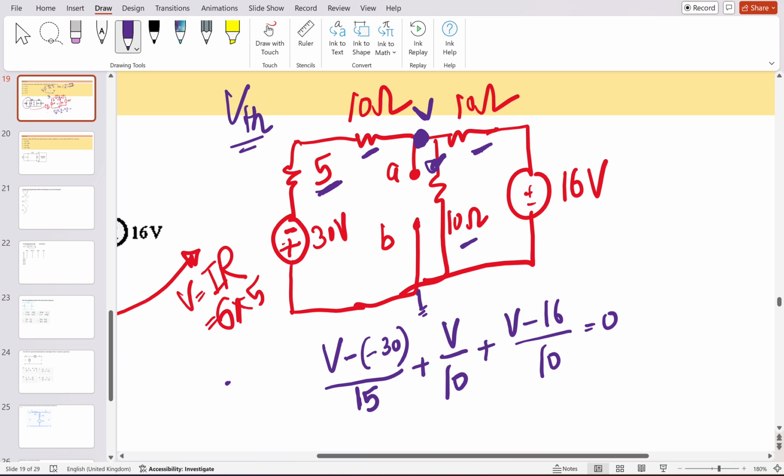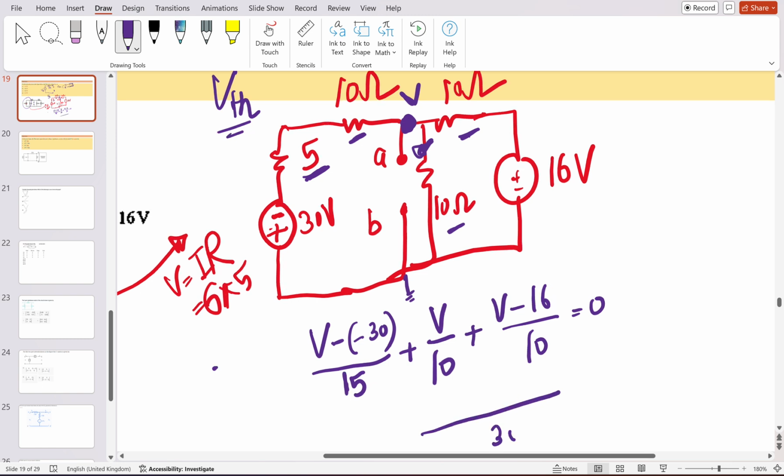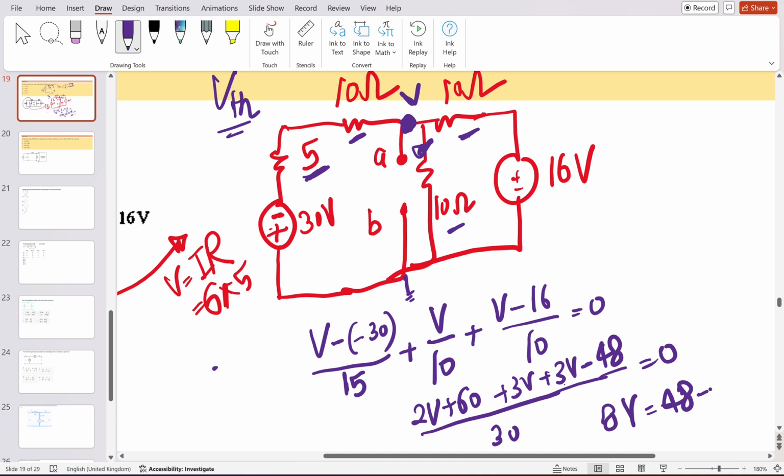That's true. So let's take the LCM. Let's take 30. So it will come out to be 2V plus 30, meaning it will come out to be 60 plus 3V plus 3V minus 48 is equal to 0. When you solve, 8V is equal to plus 48 minus 60, or 8V is equal to minus 12. So the V will come out to be minus 12 by 8, or minus 1.5.